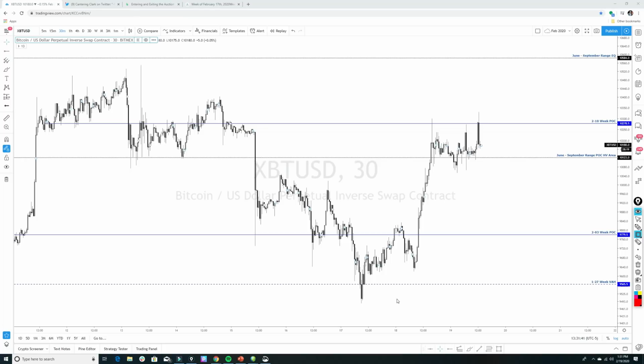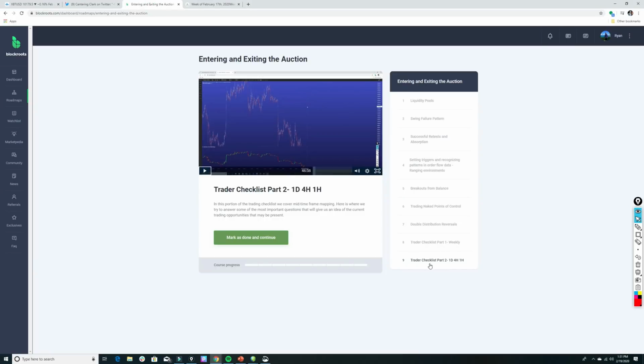We set this pattern up on Blockroots platform. If we go to the Blockroots platform on Monday's video, we uploaded the Trader Checklist Part 2. We set this exact pattern up.